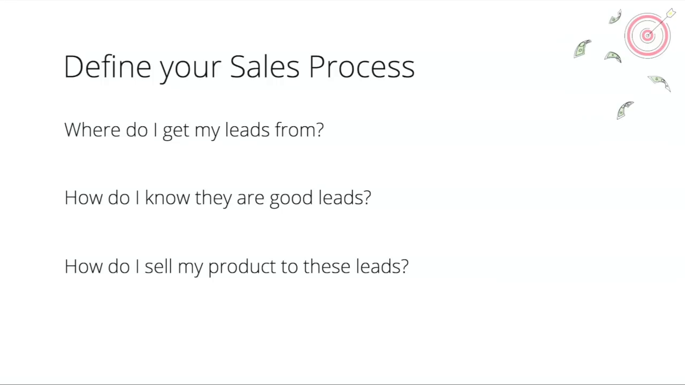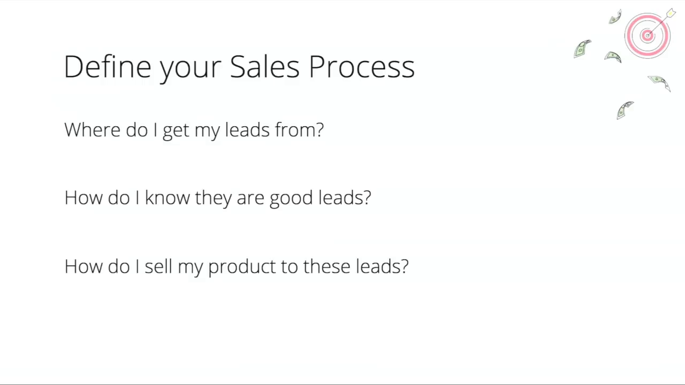So these are some questions you need to answer when you're planning your sales process. You can make a much more complex process than what I've written up here, but I've tried to simplify it as much as possible. Where do I get my leads? How do I know they're good leads? And how do I sell my product to these leads? Leads can come from all different places, and then you have your own way to qualify them, but how do you enter that into the CRM? And where do you enter it? And lastly, how do I track my sale?